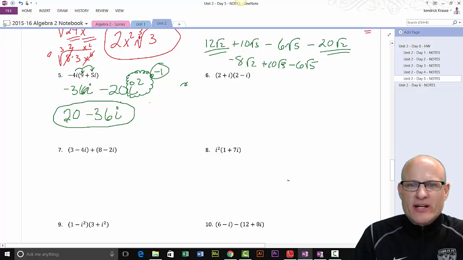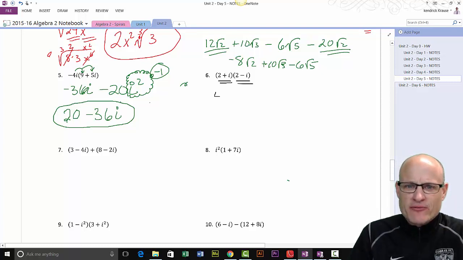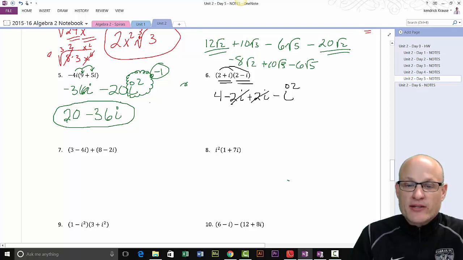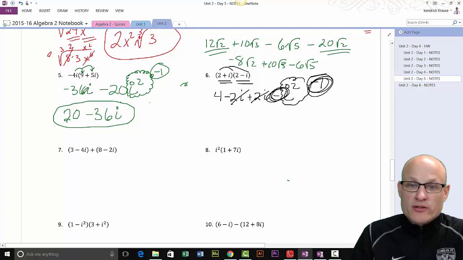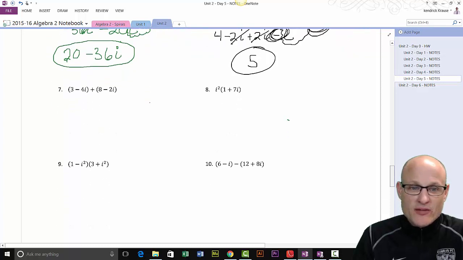All right, we're going to double distribute here. Wait, we get the difference of perfect squares here. Why not use that? Now, I'm going to do it all, but you should realize the middle two are going to fall out. If I double distribute, I get 4 minus 2i when I distribute here. And then I get plus 2i and then minus i squared. Well, plus 2i and minus 2i cancel. And what's i squared again? Oh, yeah, that's negative 1. So I got minus negative 1, so that's plus 1. So my answer is 5. That whole thing just turned out to be 5. Are you kidding me? Awesome.